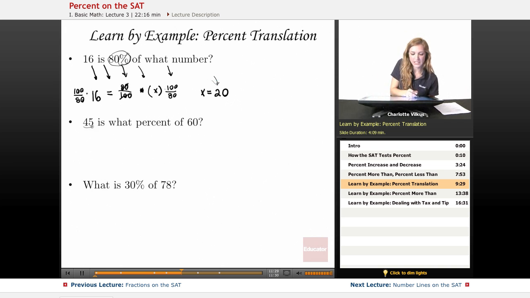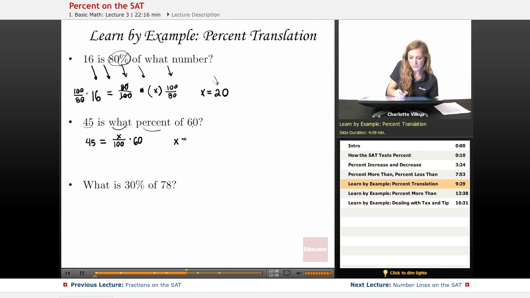So to go into the next one, here we have 45. We have "is" again, so we'll put an equal sign there. Here we want to know what percent. So x is our "what," and percent always means that we take this number and put it over 100. So 45 is equal to x over 100 of 60. Of means multiply, and here we just put the 60 right in.